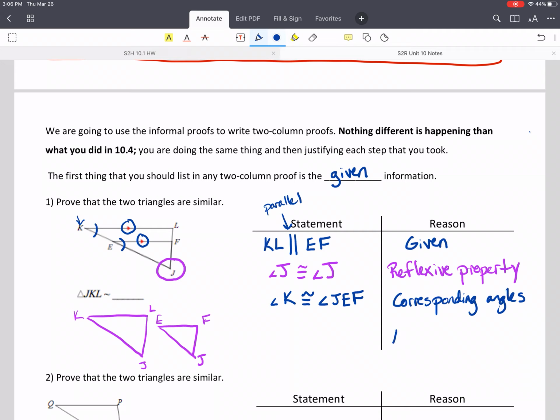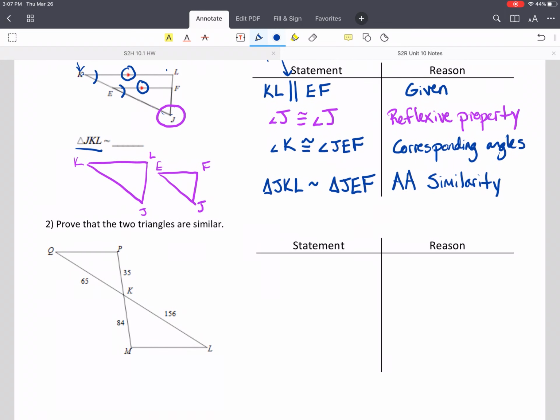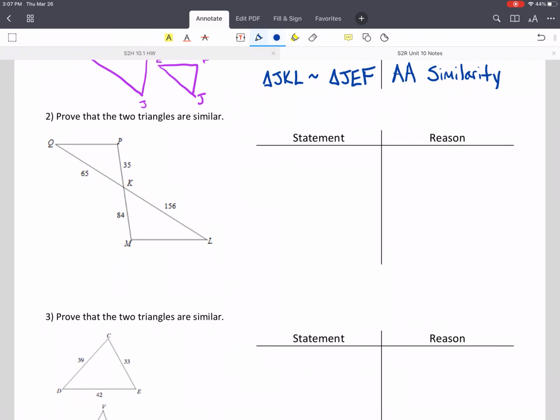And because of this, I just used some angle-angle similarity. And so I'm just going to write this similarity statement that started over here. So triangle JKL is similar to triangle JEF by angle-angle similarity. And that is how we do a two-column proof. I'm hoping that wasn't too bad for you, and I think, especially with just multiple choice, you'll be okay. Let's do another example here.